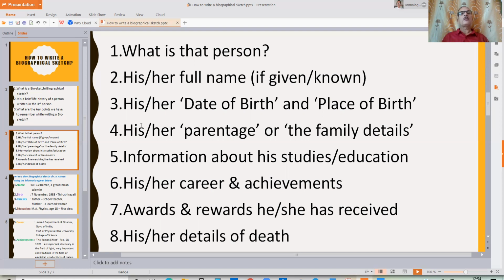Note that not all the points are included in the hints provided to write a bio sketch of a person. Sometimes only some of these may be given in the examination. If you know some more information about that person, you can add it. Otherwise, you can write about that person based on the hints given in the question paper. Now, let us move on to the next slide.